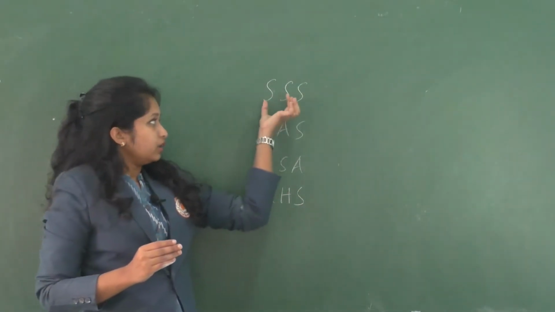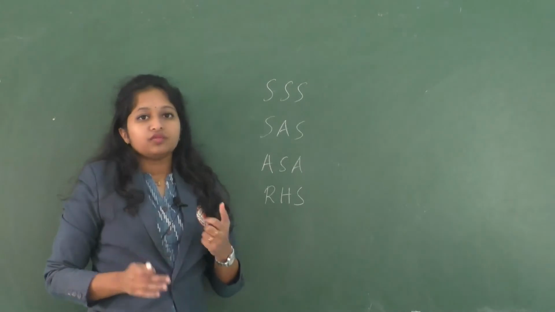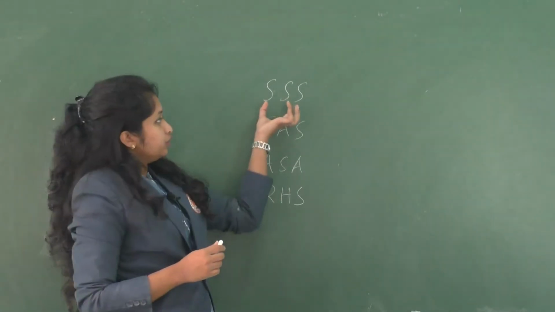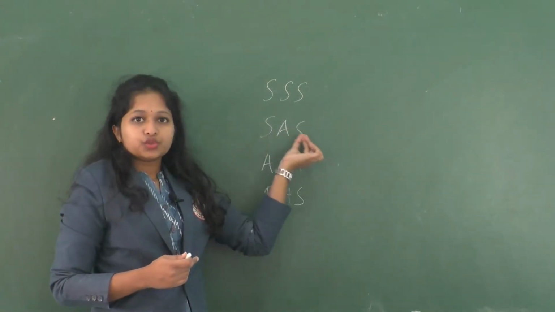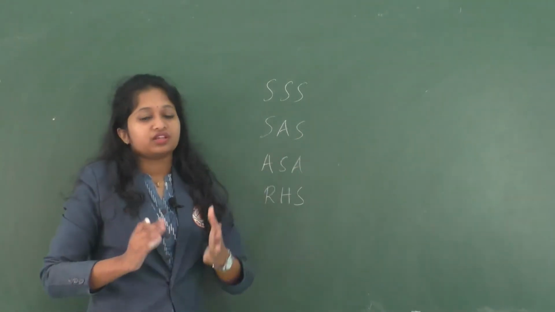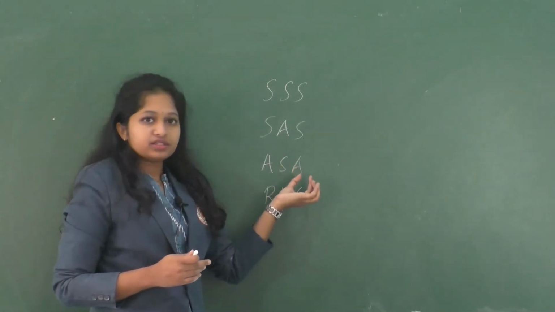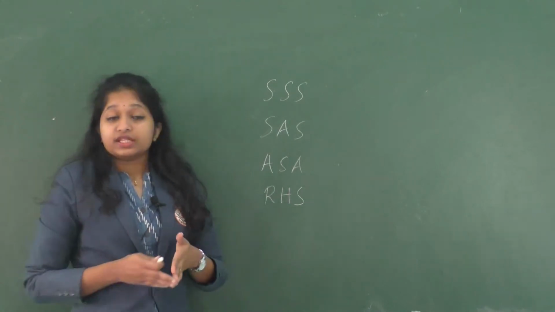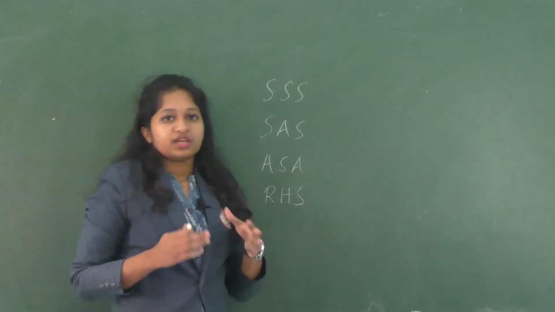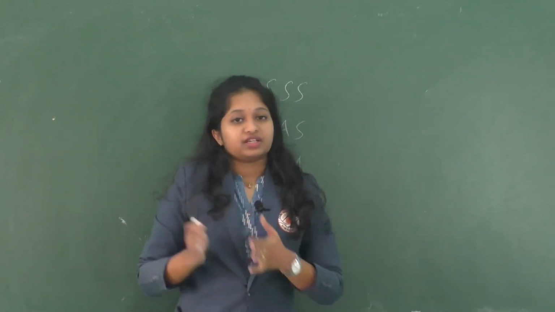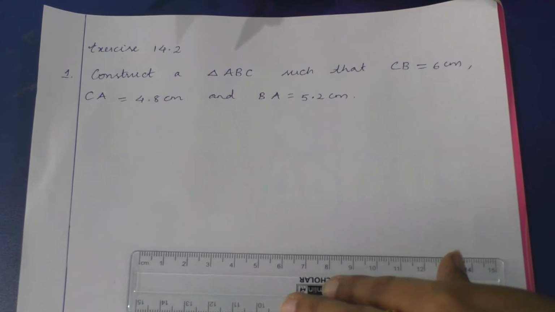So if we have any of these values, then we can construct a triangle. If we know all three sides, we can construct a triangle. If we know two sides and the included angle, then we can construct a triangle. For ASA, if we have two angles and the included side, we can easily construct a triangle. Or if we have right angle, hypotenuse and side, then we can construct a triangle easily. Children, now let's see the construction of triangles.